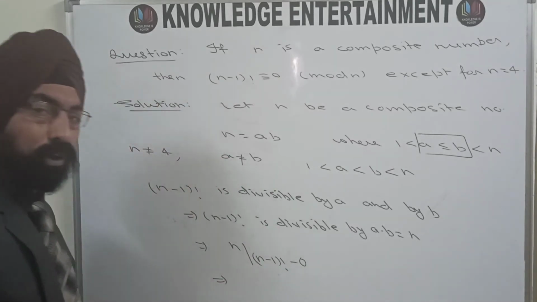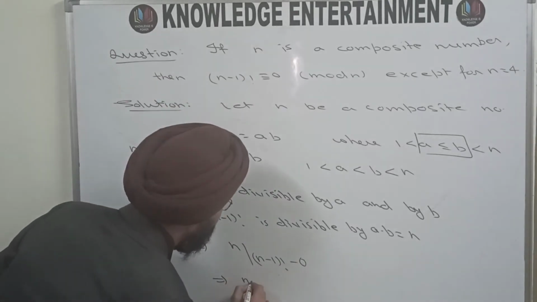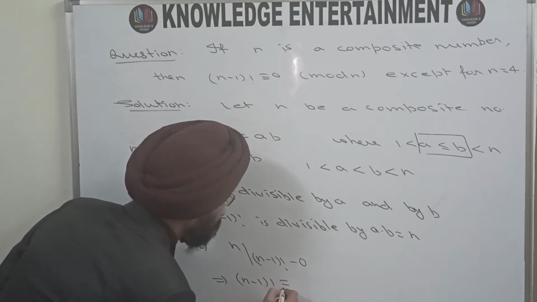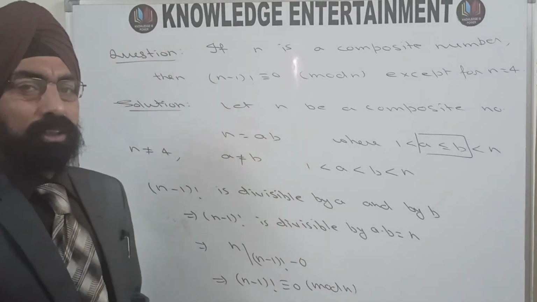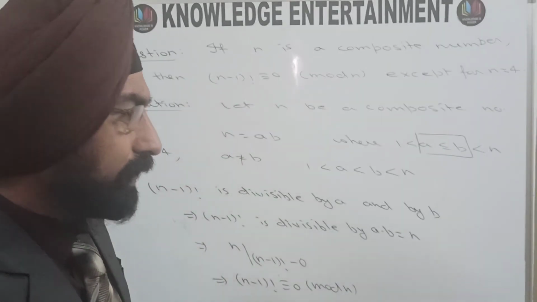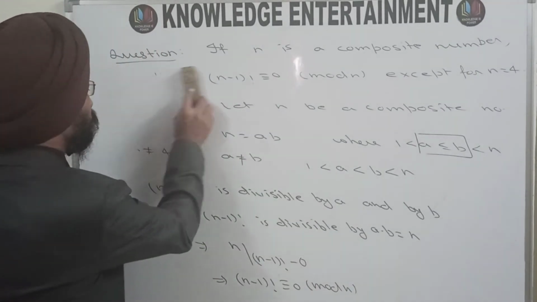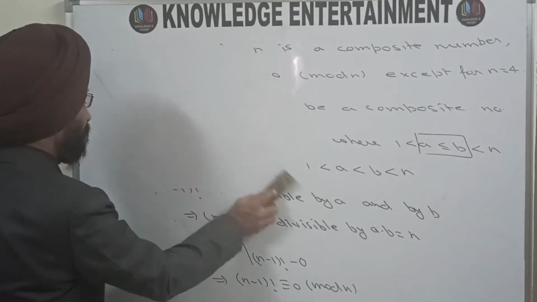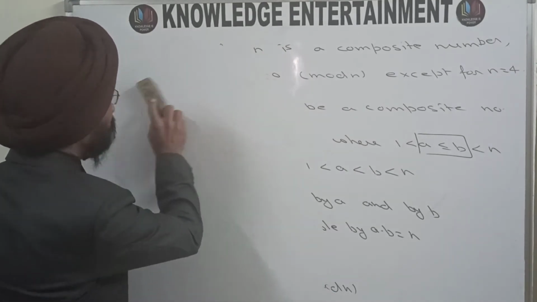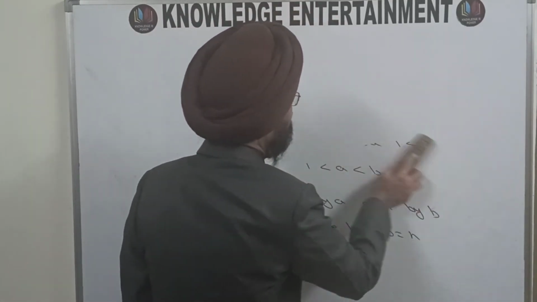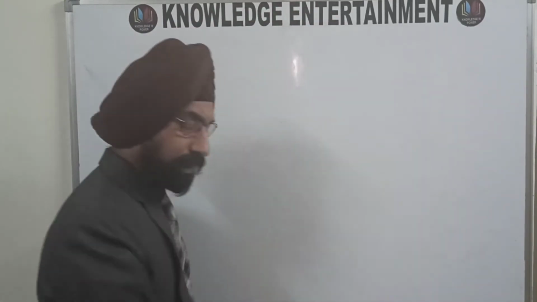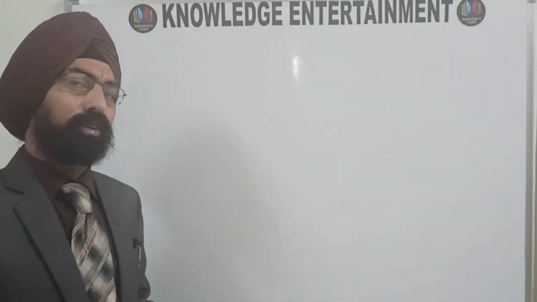By the definition of congruences, you can directly write (n minus 1) factorial is congruent to 0 modulo n. So this was another important result to be proved today, and now we are moving on to three very interesting results which you will use again and again while you are doing your number theory questions. These three results will always be useful.